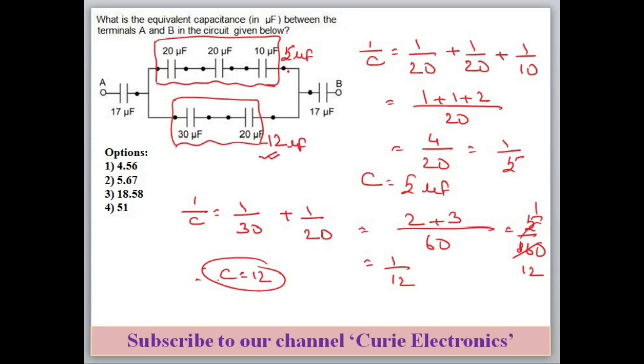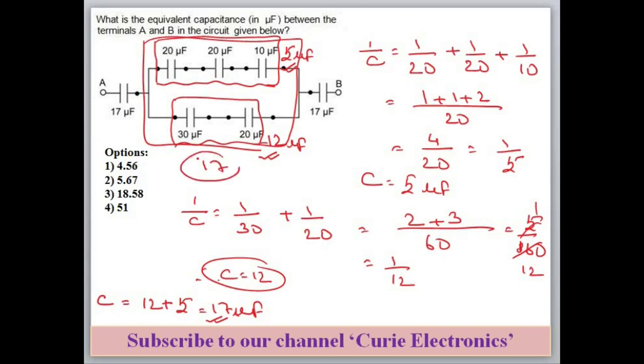Now this 12 and this 5 are in parallel. So parallel capacitances are additive. So your C will be 12 plus 5. It means 17 microfarad. Now this 17, we can remove this full and we can write it 17.